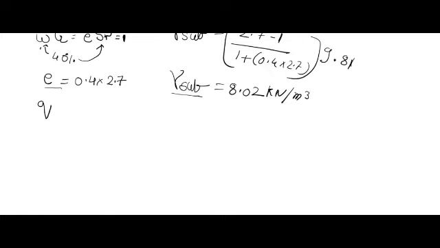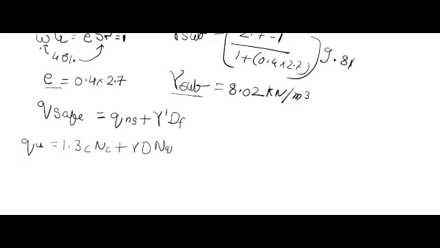As found earlier, Q safe is nothing but Q net safe plus the pressure of soil which is removed during excavation, that is gamma dash D_f. So first we have to find Q_u for a square footing, which is 1.3 C N_C plus gamma D N_Q plus 0.4 gamma B N_gamma.